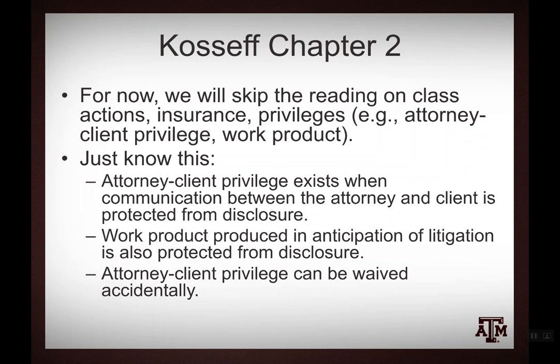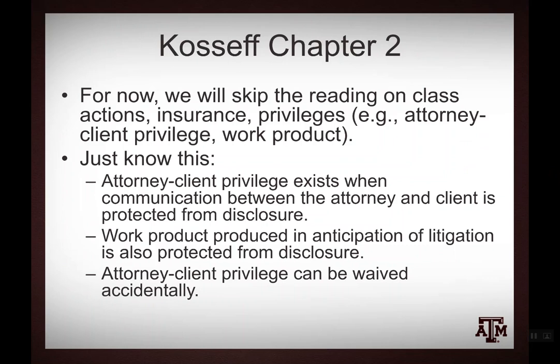Chapter 2, for now, skip the reading on class actions and insurance privileges. Kind of not skip it so much as skim it. It talks about attorney-client privilege and work product. Just know this. When I'm an attorney, but I'm talking to you, we don't create an attorney-client relationship. There's no money changing hands, right? So the attorney-client privilege only can exist if there's a relationship. And it basically protects the communication between the attorney and the client unless it's waived accidentally.